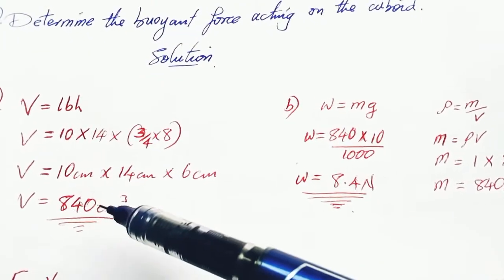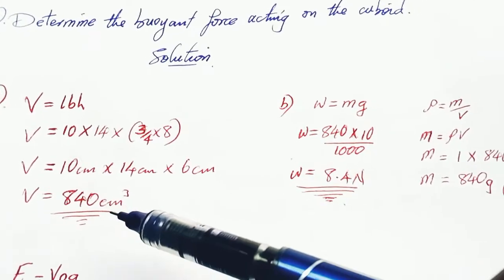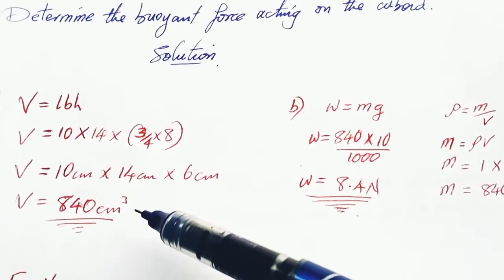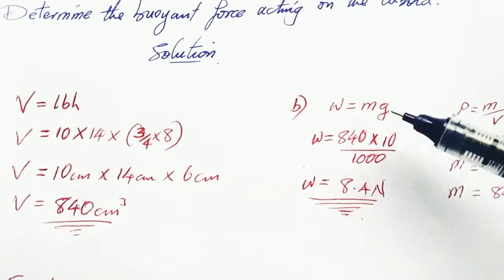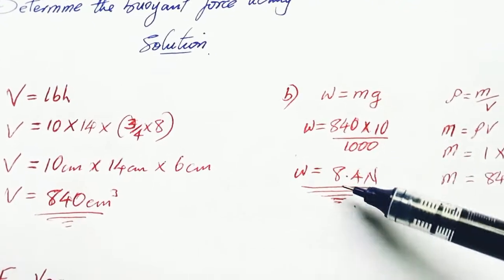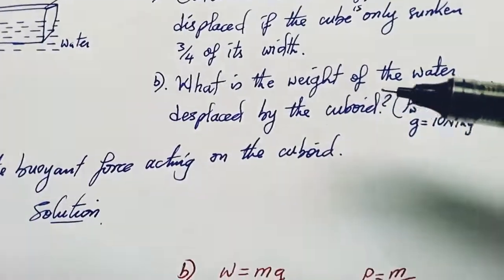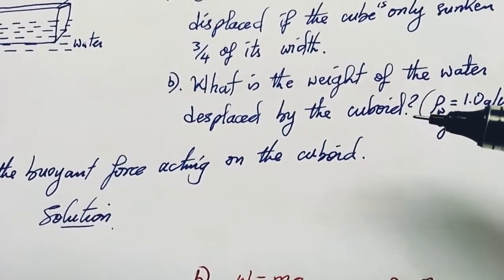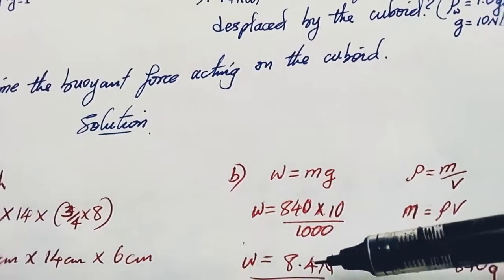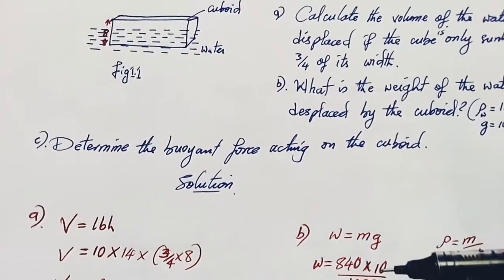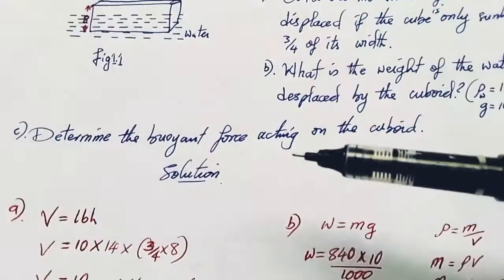If I have to convert the mass to kgs, I have to divide by 1000, because 1 kg is equal to 1000 grams. This is the 1000 here. Then the 10, that's our gravity. So it gives me 8.4 newtons as the weight of the water displaced. What is the weight of the water displaced by the cuboid? It's 8.4 newtons. My last question there: determine the buoyant force acting on the cuboid.